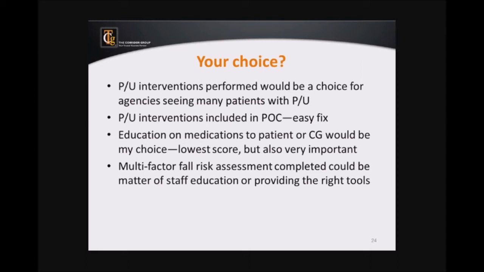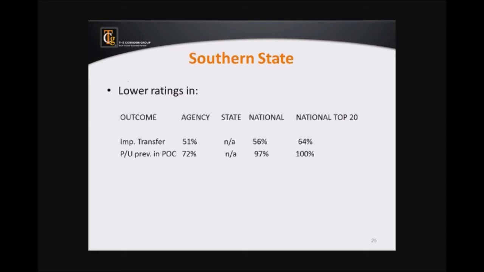Here, your choices for process improvement are much more limited. Pressure ulcer interventions and putting the interventions on the plan of care can be a pretty easy educational effort with clinicians. The multi-factor fall risk assessment is also straightforward, making sure you have an approved assessment and doing some additional education with clinicians to make sure they're using it and using it properly. That leaves providing education to patients and caregivers. That will take more effort and would make a good process improvement project.